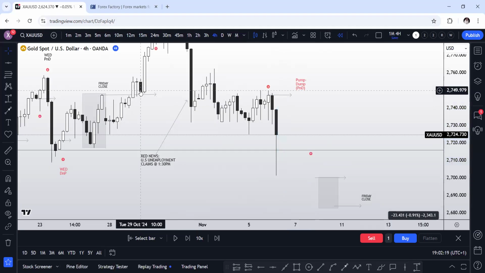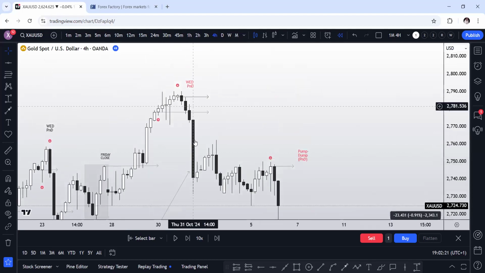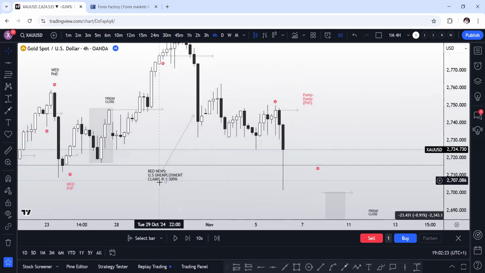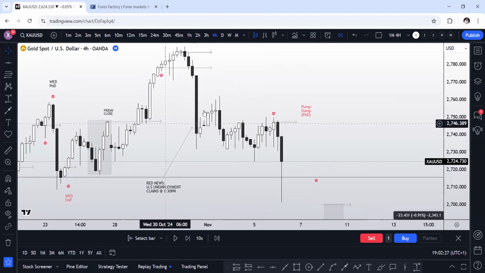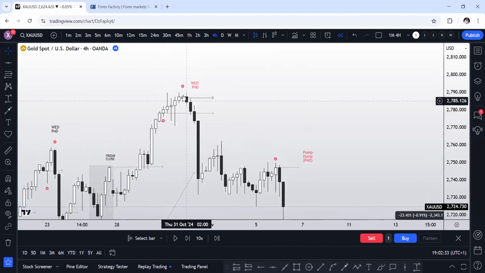So that is, then we have this before the U.S. unemployment claims, which come up every Thursday, 31st of October. We already have a dump from the top of that rally. From the top of this pumping, we have a dump.